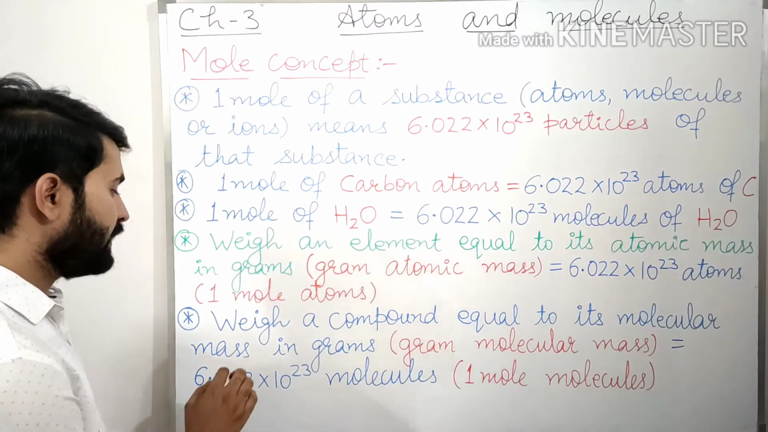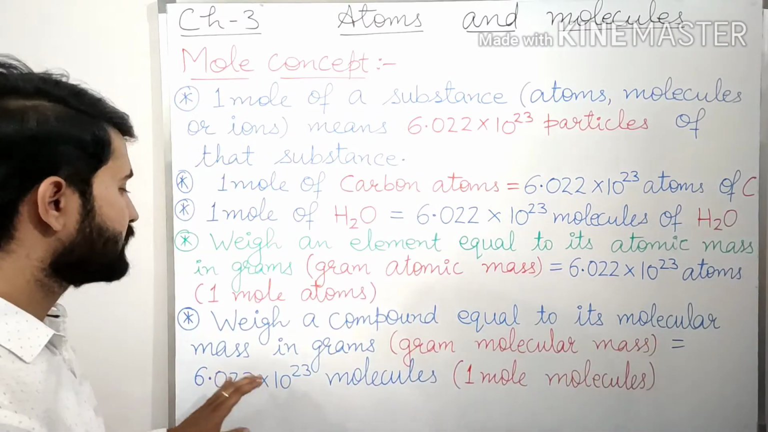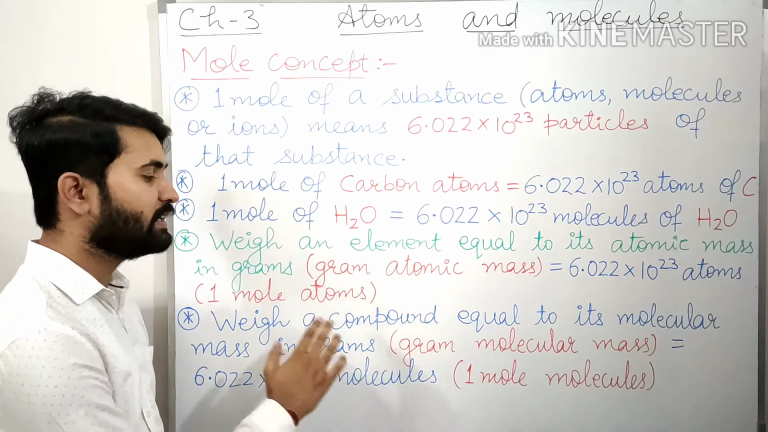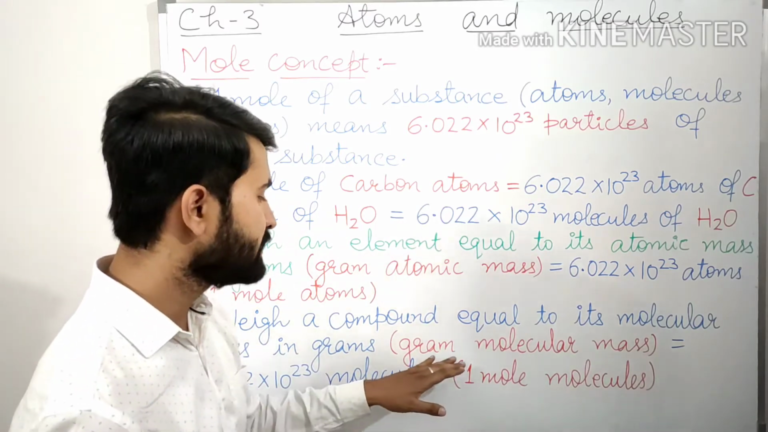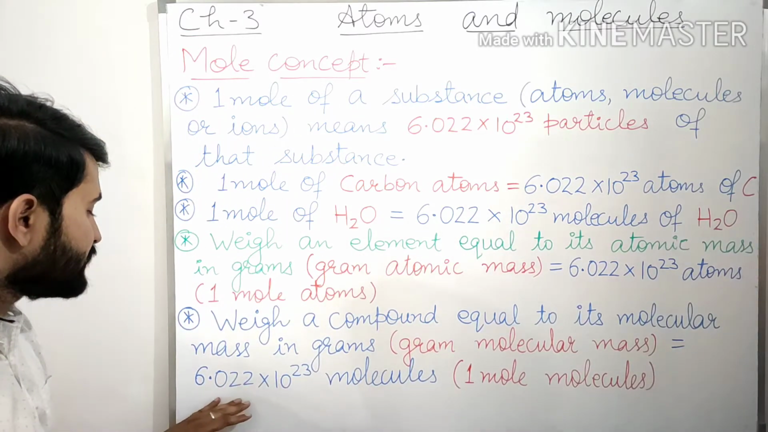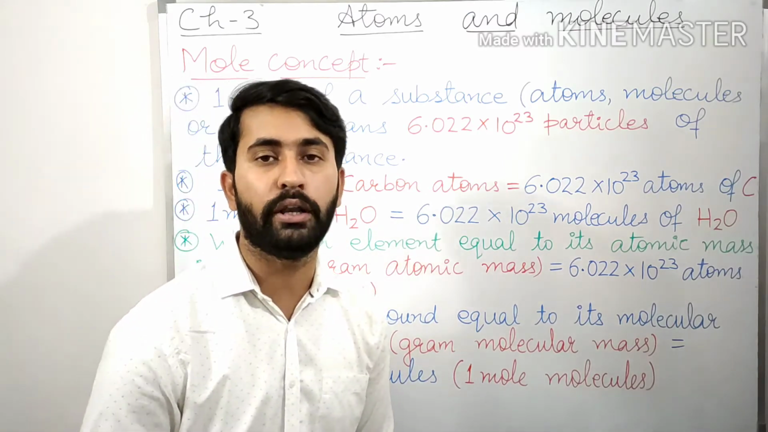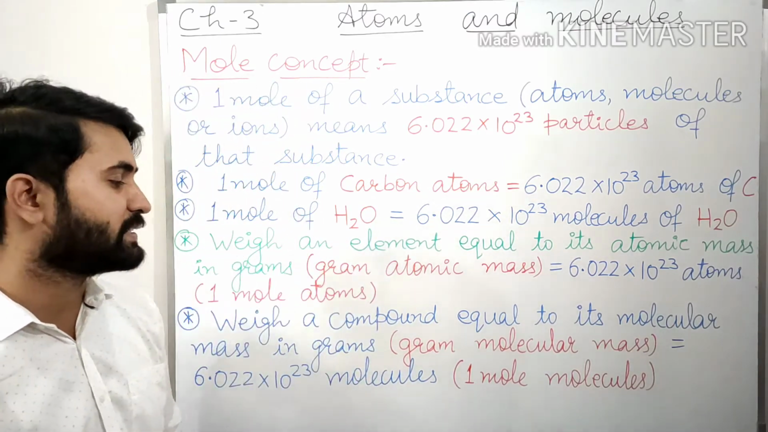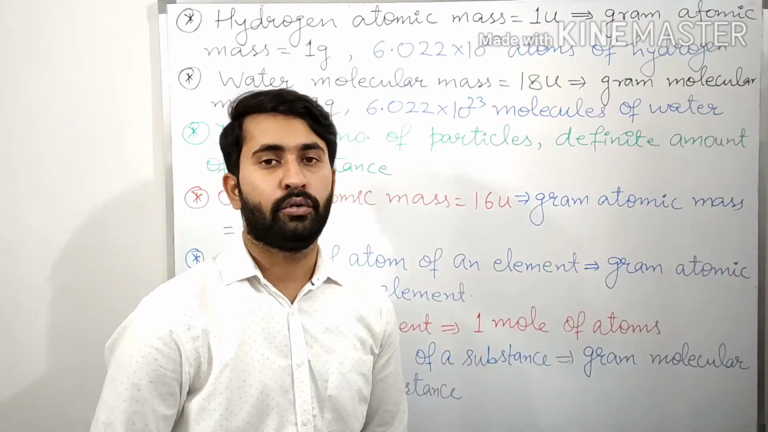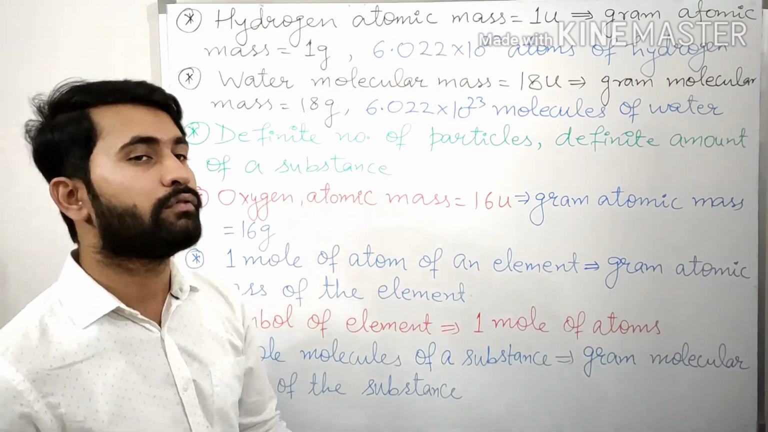Similarly, if we will weigh a compound equal to its molecular mass in grams, this molecular mass that is expressed in grams, it is known as gram molecular mass. Then it contains 6.022 × 10^23 molecules of that compound, or we can say it contains 1 mole molecules of that compound. We know that the atomic mass of hydrogen is 1 u.